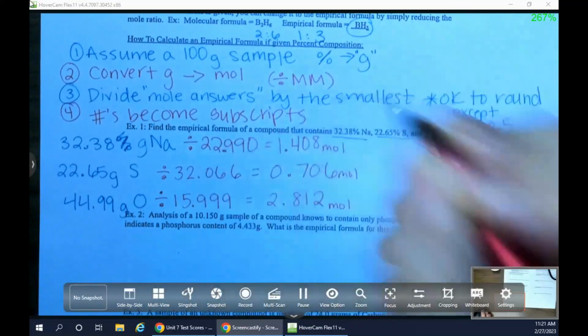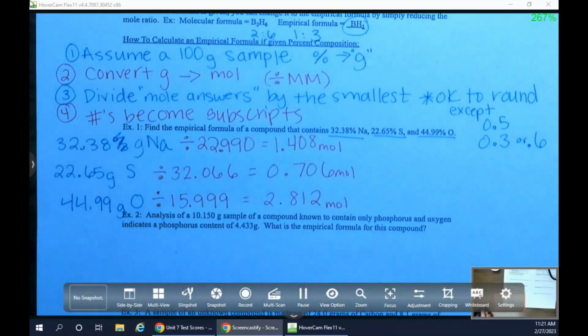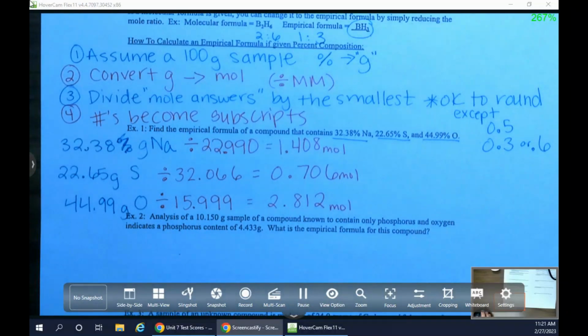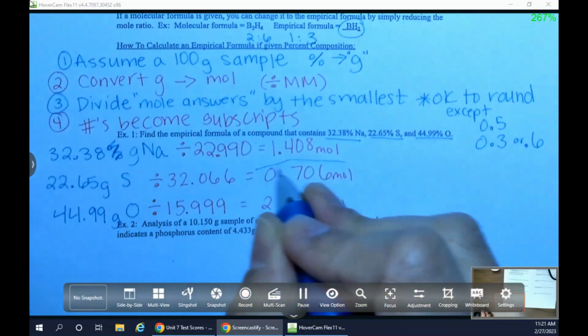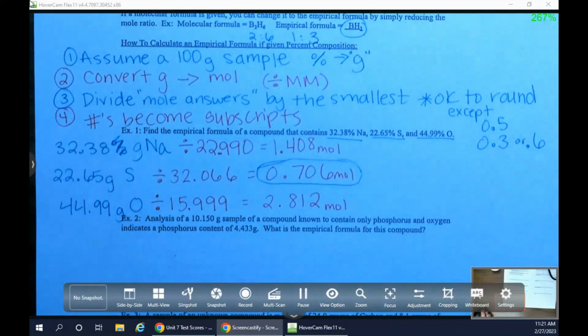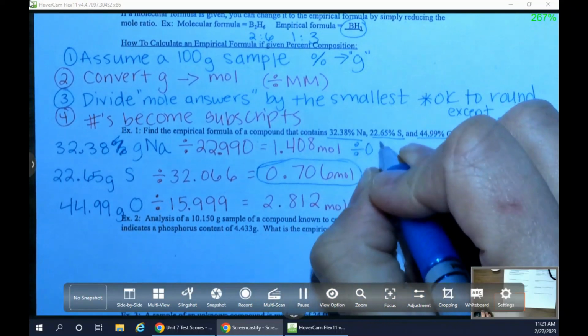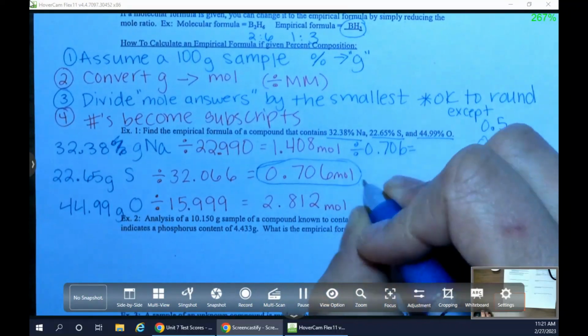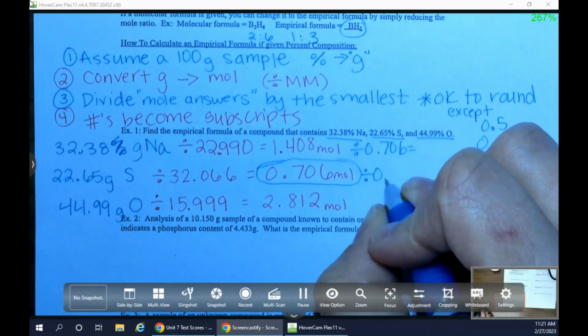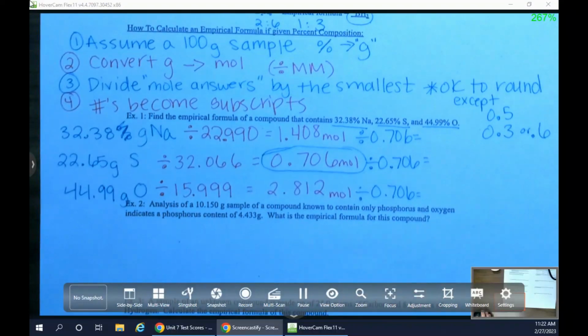Okay, so let's go ahead and take care of that. So we have 1.408 for the first one, 0.706, 2.812. What is our smallest number out of these three? I agree. So I think you should circle this since it's in your notes, right? We're going to circle that so that we know that we picked out the smallest one. We're going to divide each of these by 0.706. Okay, so for now though, plug them in and make sure you're understanding what it'll look like on your calculator.